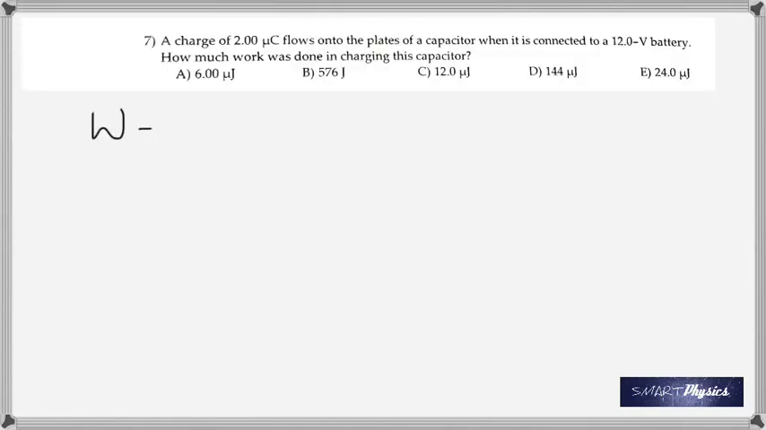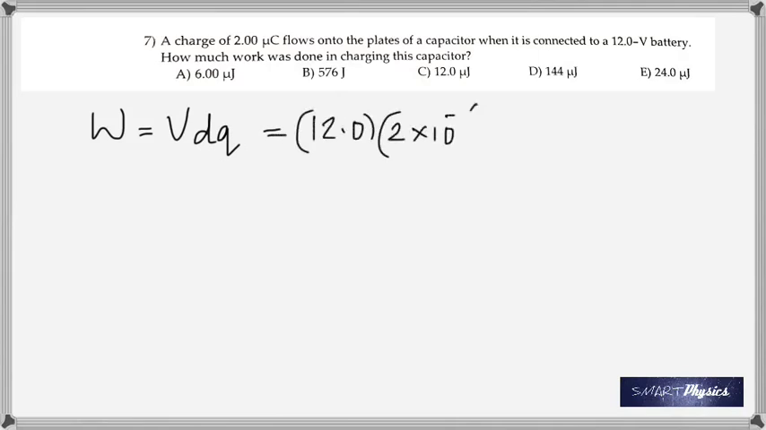Brings us to number 7. A charge of 2 microcoulomb flows into the plates of a capacitor when it's connected to a 12-volt battery. How much work was done? You have the charge that's flowing in and you have the voltage. Now for that small amount of charge, you assume that the voltage is constant. So the work done is the product of the voltage and the extra charge, dq, that comes in. So take the product of the two and you get 24 microjoules.